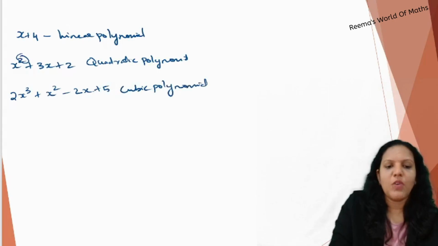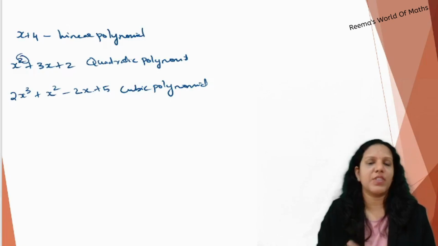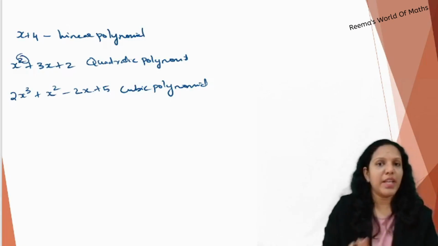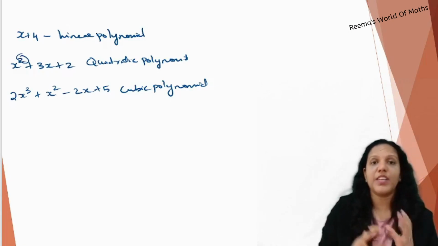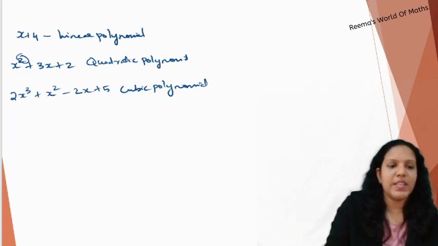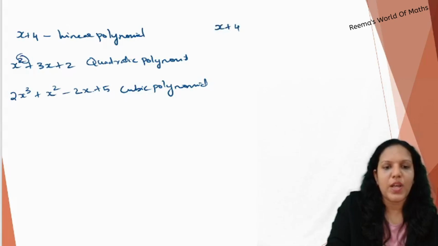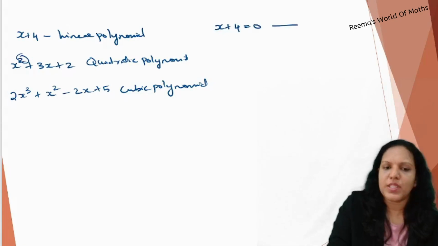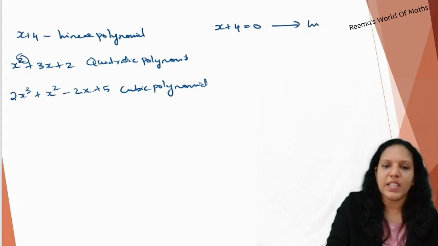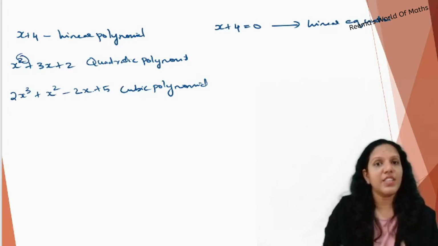Correct? Now let's see how we can make that into an equation. A polynomial can be made into an equation by equating that to 0. So for a linear polynomial, that can be an equation when we equate that to 0: x plus 4 equals 0. So that becomes a linear equation. When we equate a polynomial to 0, then that is an equation.